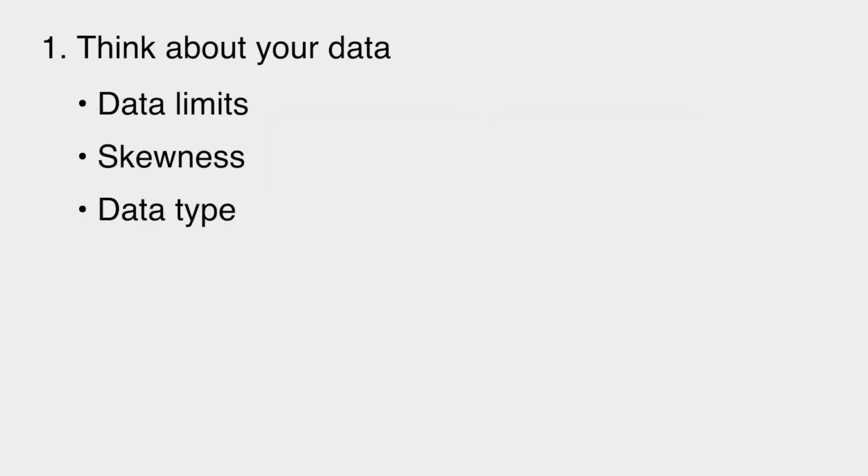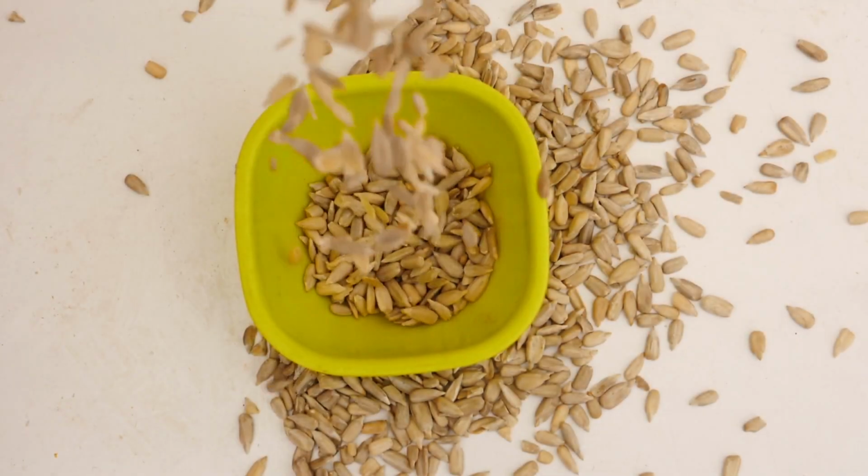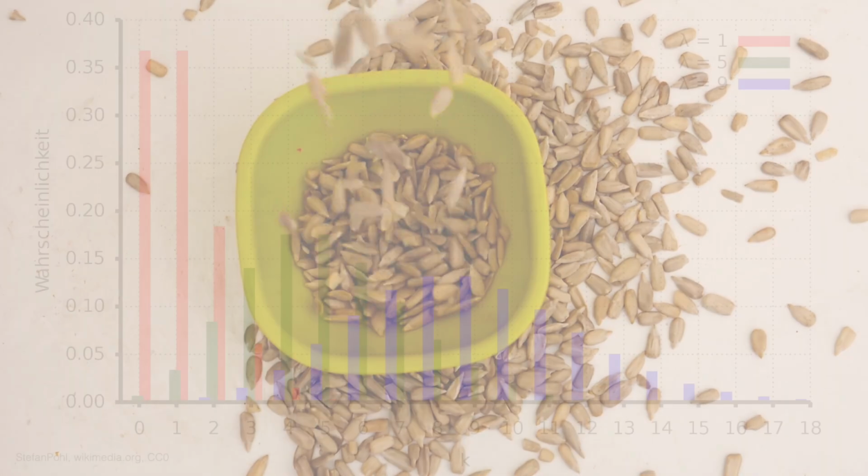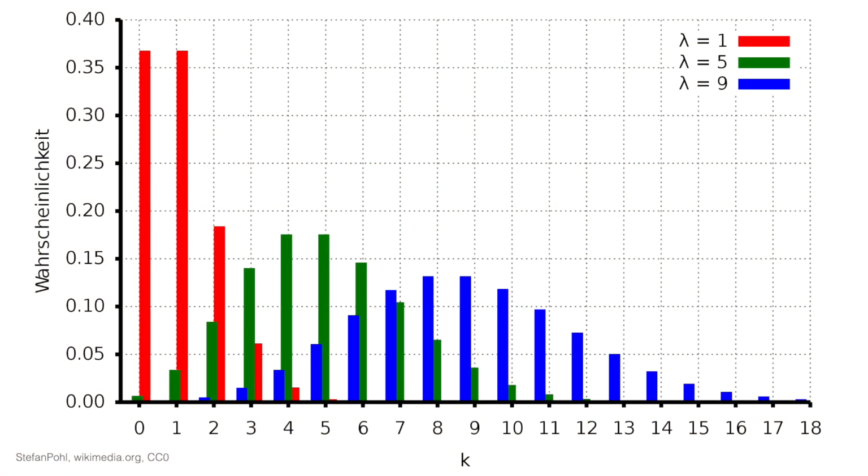Finally, you can consider your data type. Sometimes the type of data may already indicate how your data will be distributed. Counts usually follow a Poisson distribution, which may look similar to a normal distribution only when you have many counts.